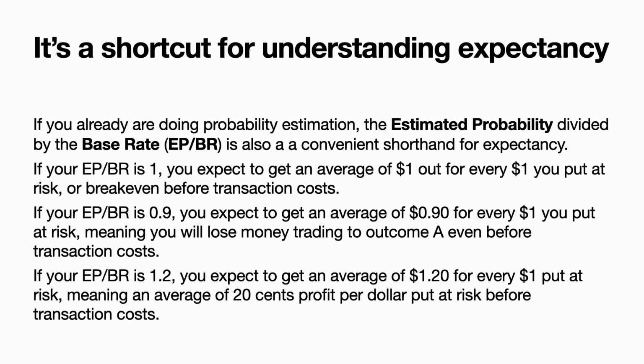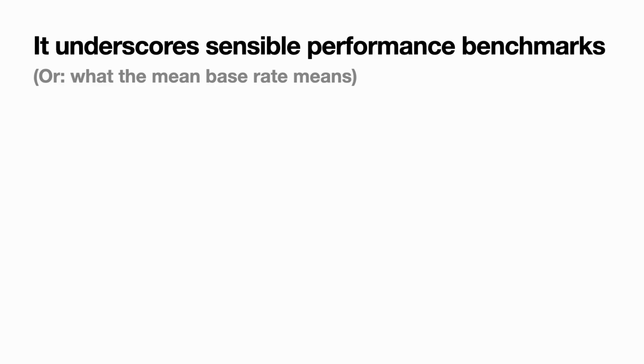If your EPBR is 1.2, you expect to get an average of $1.20 for every dollar you put at risk, meaning an average of 20 cents profit per dollar put at risk before transaction costs. This can really inform whether you think an opportunity is worth taking and how much you want to put at risk. And lastly, and maybe most profoundly, it underscores sensible performance benchmarks.